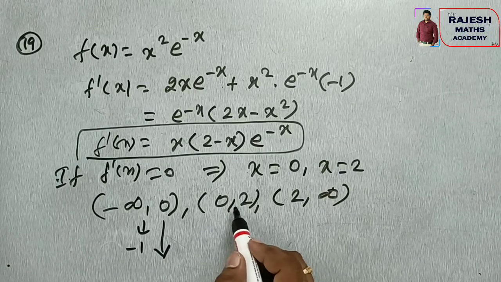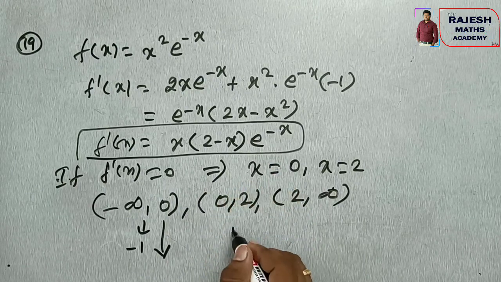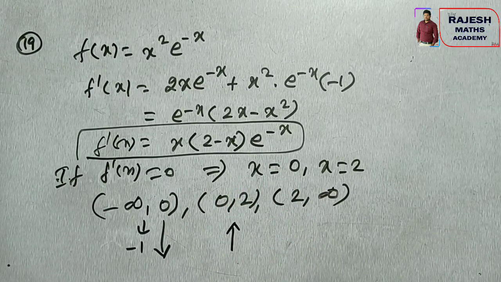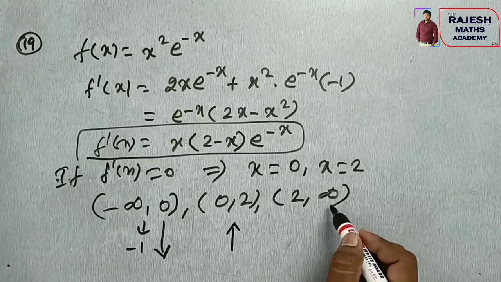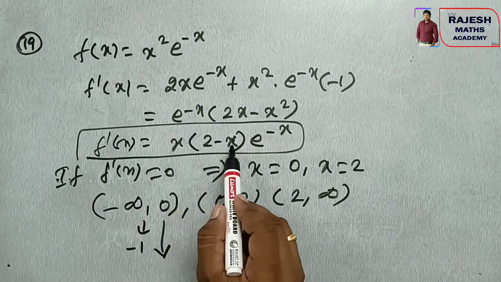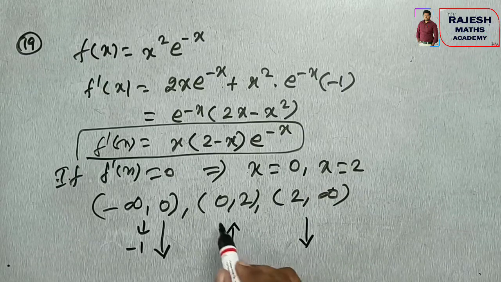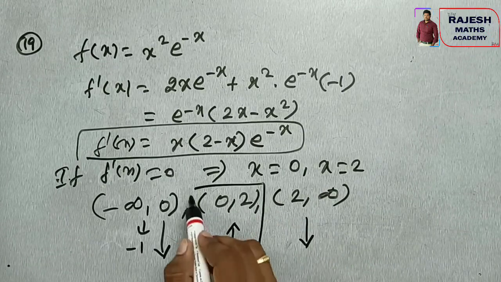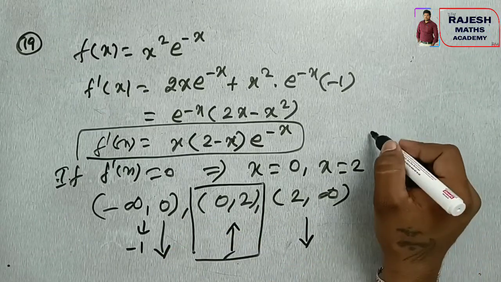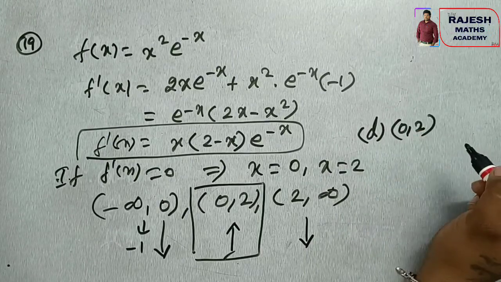Substituting 1, what will happen? 1 into 1 is positive, e power minus 1 is also positive. So it is an increasing function in the interval 0 to 2. So next interval is what? 2 to infinity. Substituting 3, 3 is positive, and 2 minus 3 will become negative. So negative means decreasing. So only in this interval f of x is increasing. So our option D is given, the open interval 0 to 2.